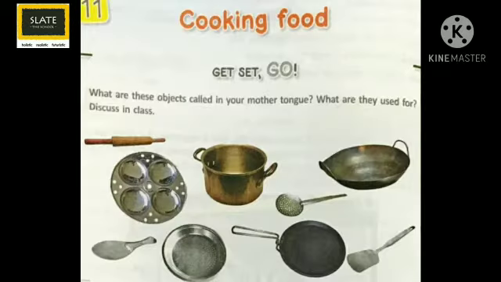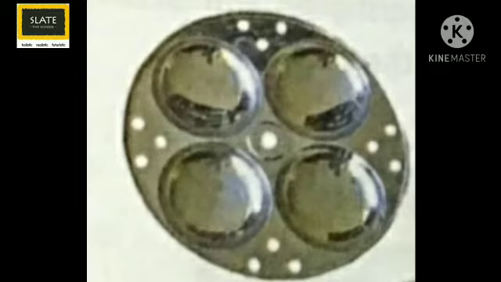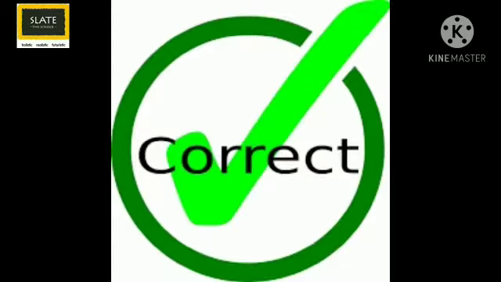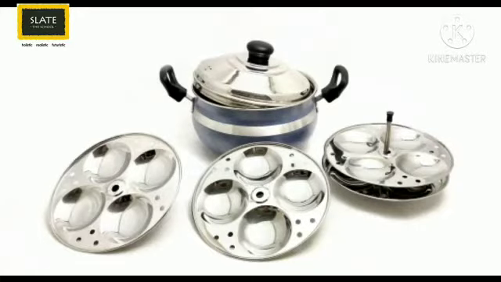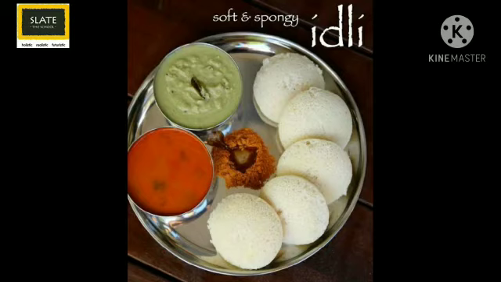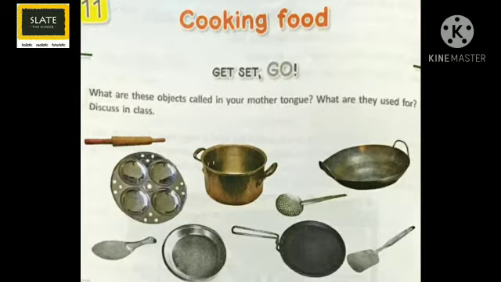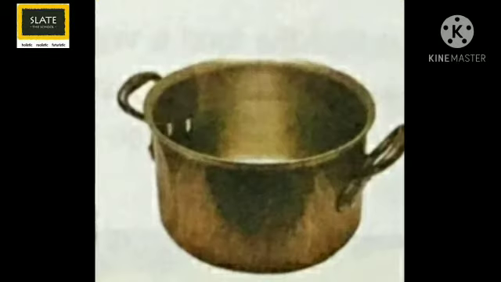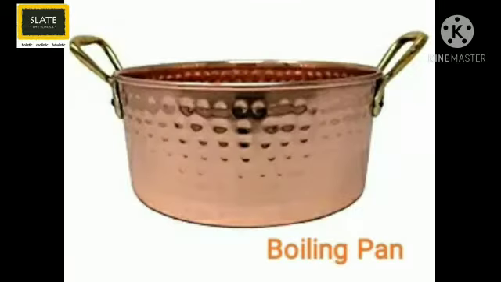What is the second picture all about? This is a very quick to answer question, isn't it Slaters? Correct. It is an idli maker or an idli mold, and it is used to make idlis. Now let's check the third picture. What is this object and what is it used for? Very good. It is a boiling pan and used for boiling things like milk.